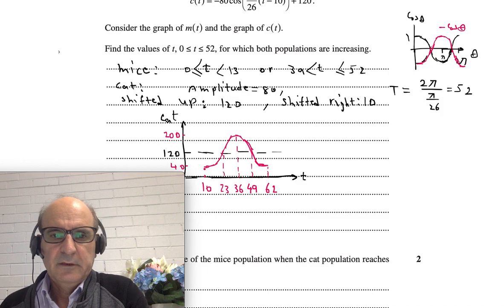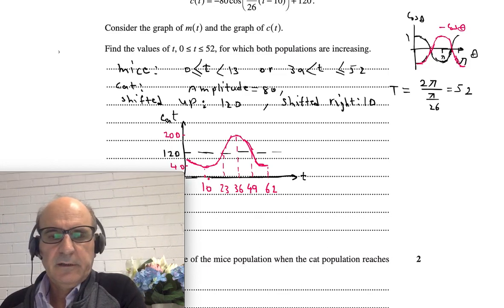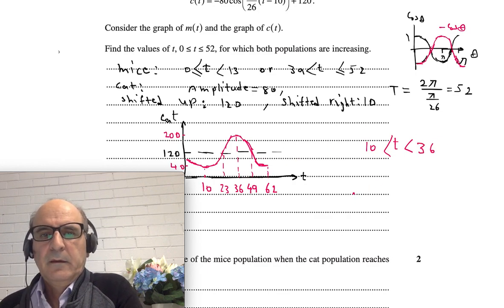And you can extend this a bit, but this is not important for us to speak, because we are talking about increasing. So as you can see, it increases for cats. We have the increase from time greater than 10 and less than 36. All right.